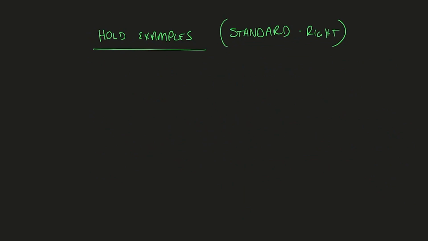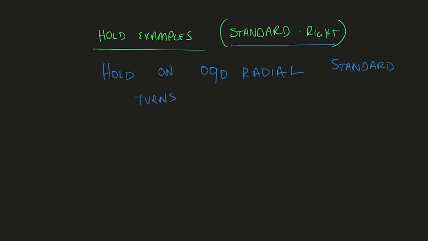Okay, so let's talk about holding. A standard hold is right-hand turns. So let's do an example. Hold on the 090 radial of the VOR, whatever VOR it may be, standard turns. That's what an instruction might be from ATC.